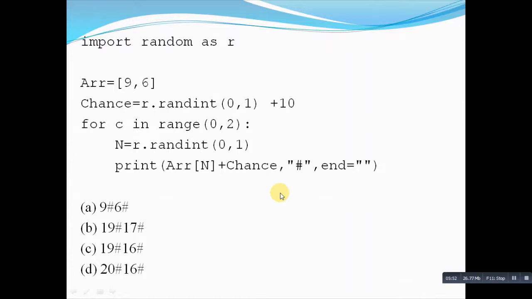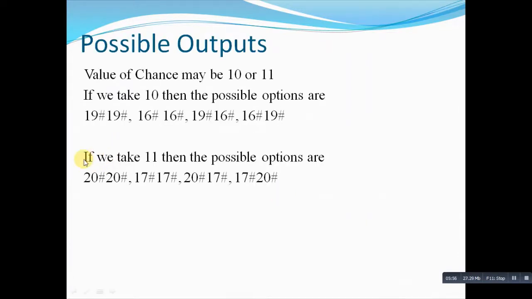As you can see in the next slide here, if we take 11, then the possible options are 20 hash, 20 hash, 17 hash, 17 hash, 20 hash, 17 hash, or 17 hash, 20 hash. So 20 hash, 20 hash, how is it coming?